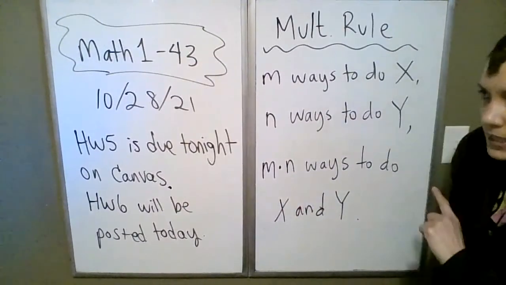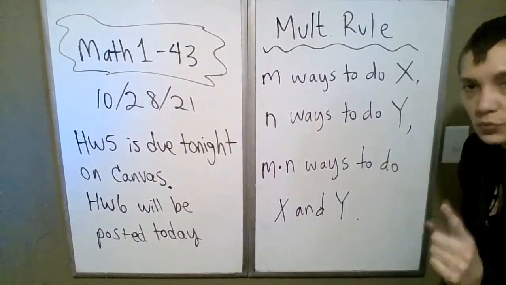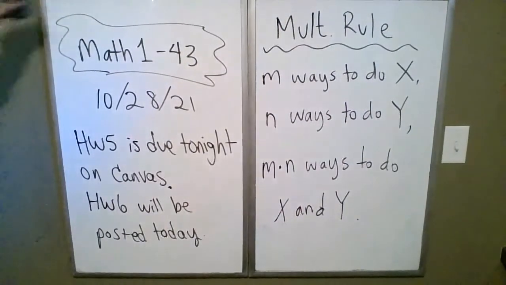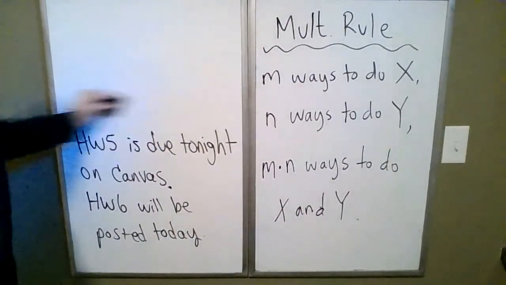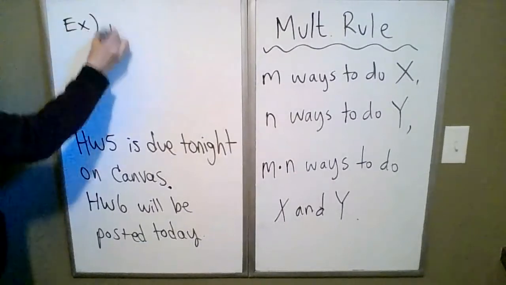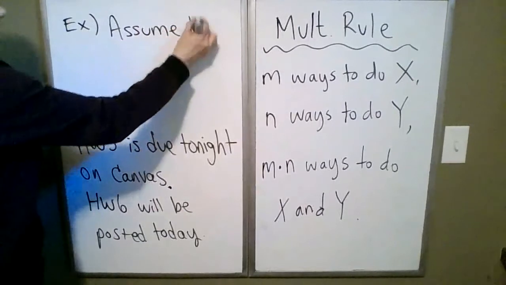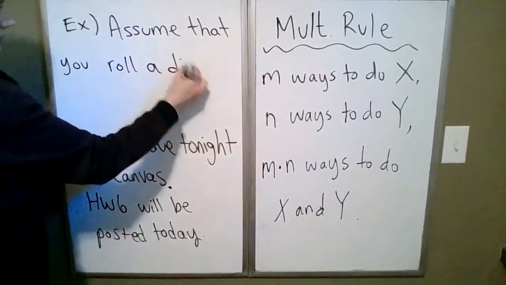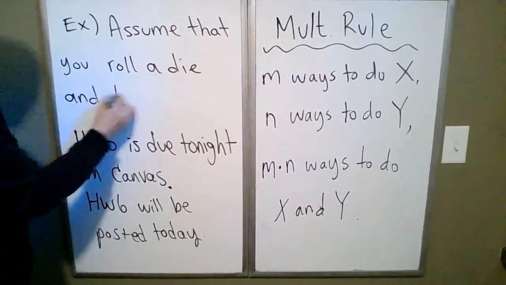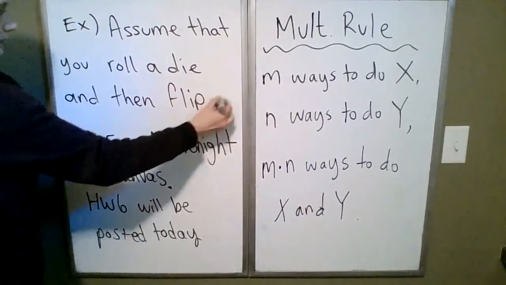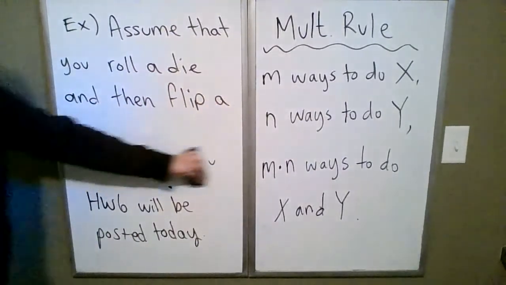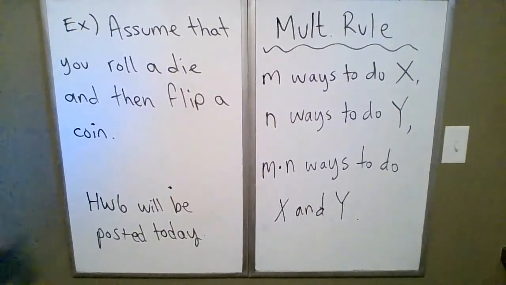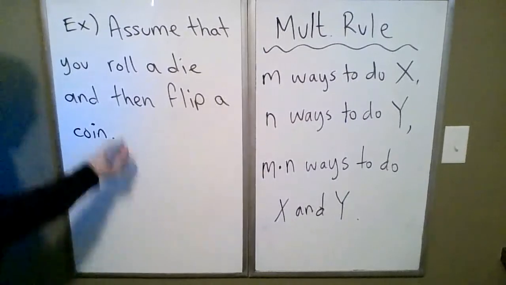So what we're going to do for this next example is start with rolling a die and then flipping a coin. How many outcomes are possible?